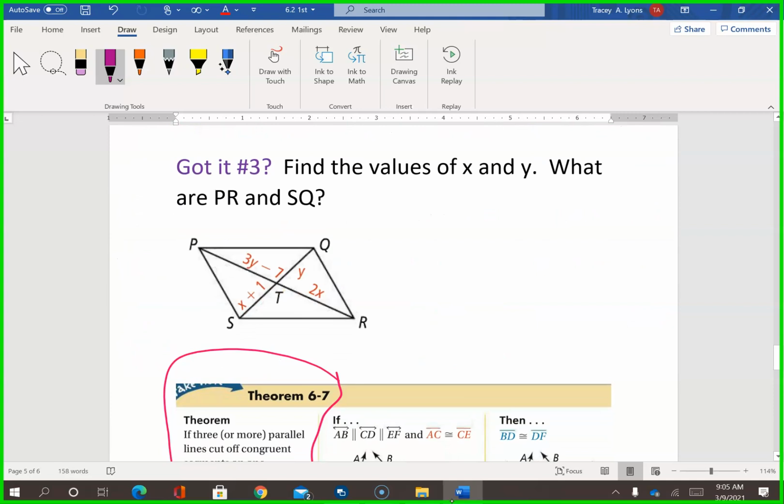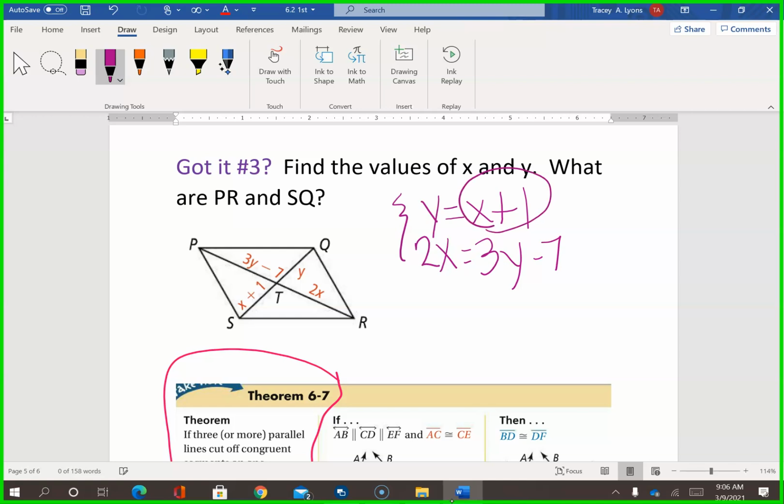On this one, I'm just going to set it up. It's going to look kind of like the other one. Again, they're using alternate letters. They don't always do that. So for this one, they would do y equals x plus 1 and 2x equals 3y minus 7. We would plug this in for y this time. So it looks very similar, and then you'd have to substitute them in at the end.